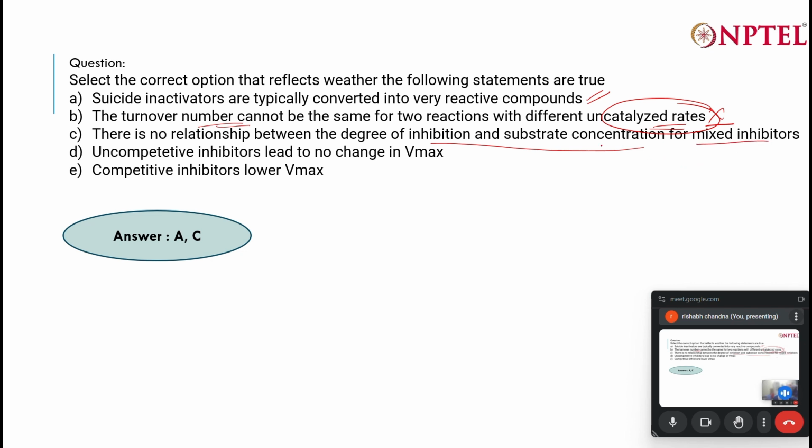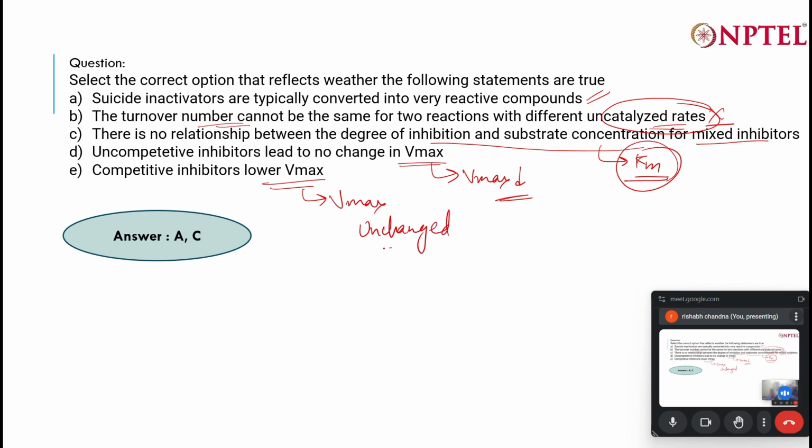Okay, there is no relationship between the degree of inhibition and substrate concentration for mixed inhibitors. Yes, because it does not depend upon the Km or the substrate concentration. Hence, Km has no effect here. Okay. Uncompetitive inhibitors lead to no change in Vmax. No, in this case, Vmax is also decreased. Okay. Competitive inhibitors lower Vmax. No, in this case, Vmax is unchanged. It doesn't have any effect on the Vmax. Okay. So here the true statements are option number A and option number C. So let's move on to the next question.